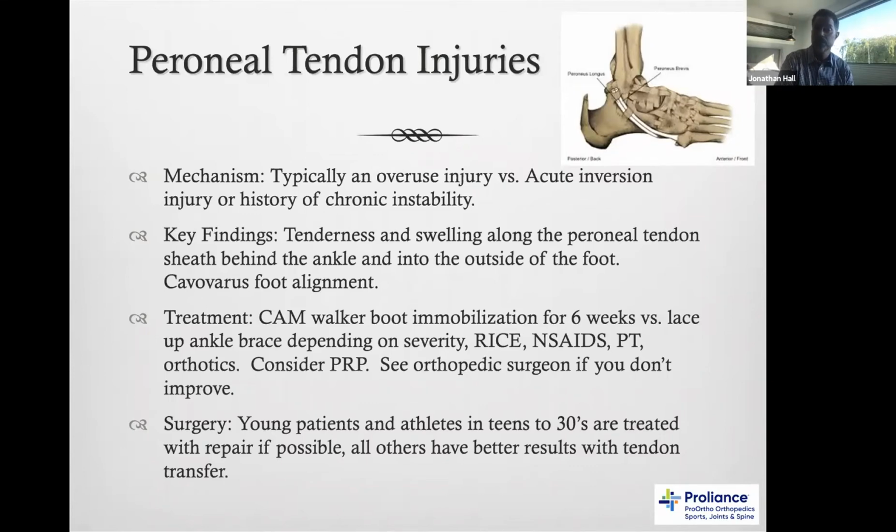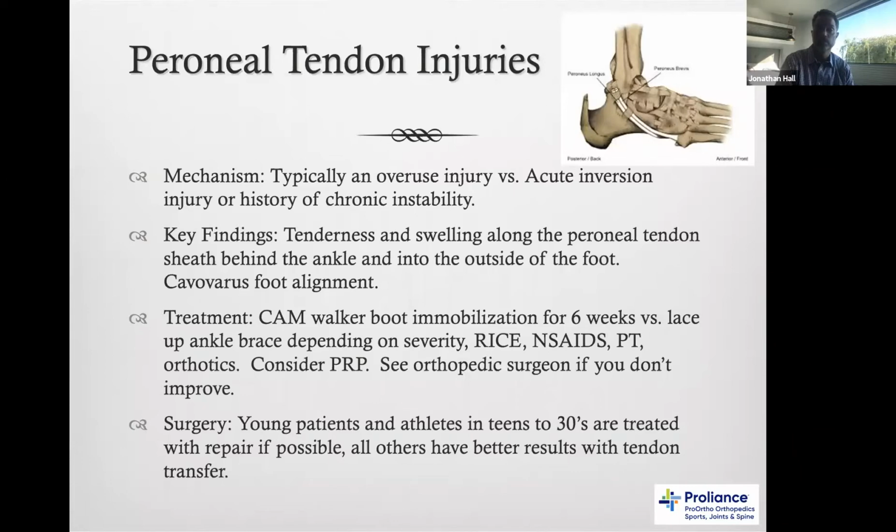We treat them with NSAIDs and rice and consider some other injectable options. If those things don't work, then I usually image this with an MRI and give people some options about treatment. Primary repair of these is pretty much 30 or younger, 30s or younger. But there are some studies to show that all you need is about 1/3 of your tendon. So if you have about 1/3 of the tendon that's still functional, usually we can just clean it up and that's good enough.